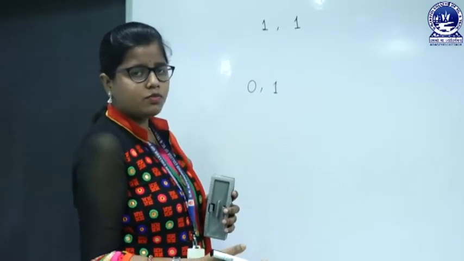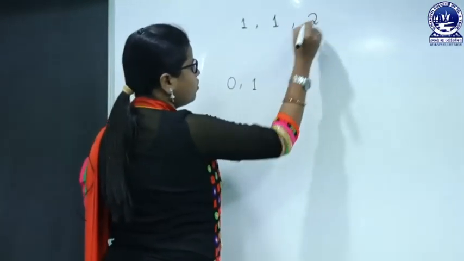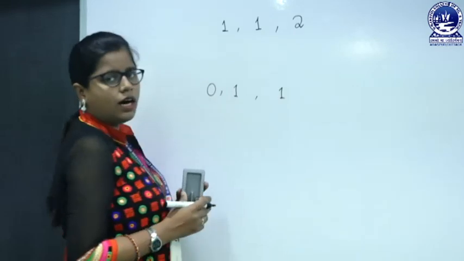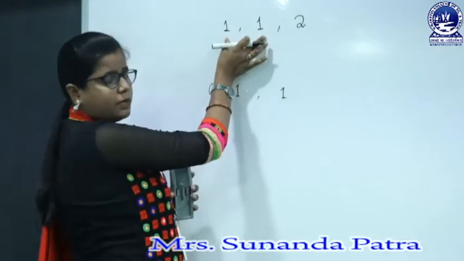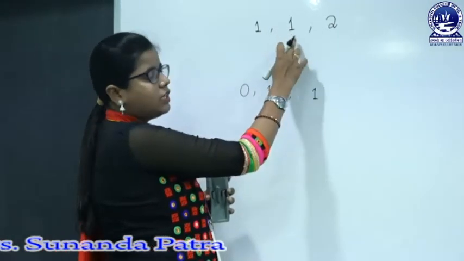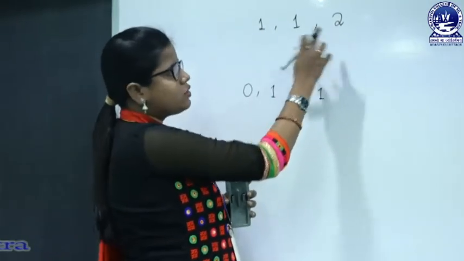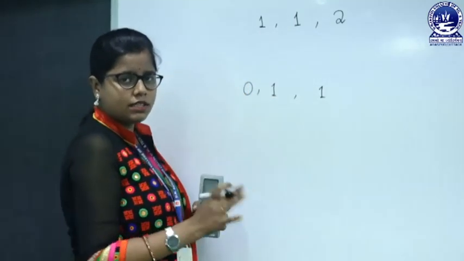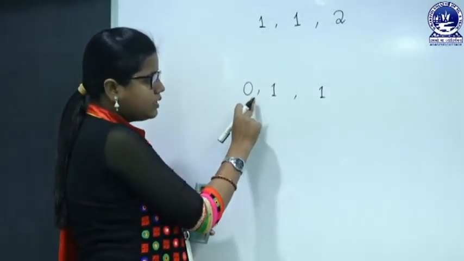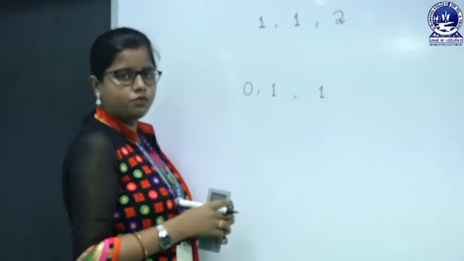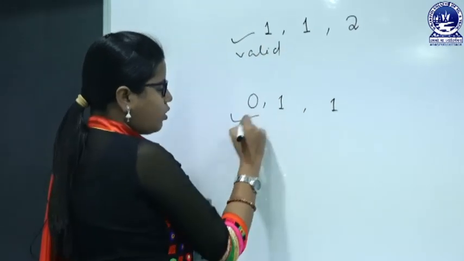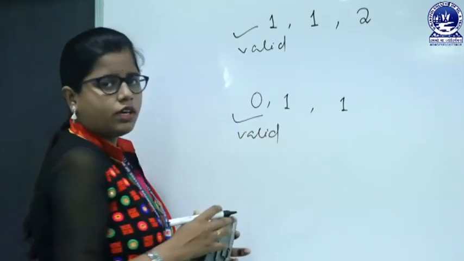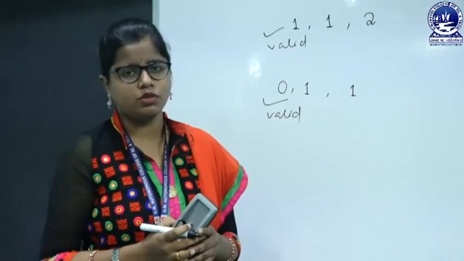The next term is what? Here the next term is 2, and there the next term is 1. How are we finding these 2 and 1? We are adding the two previous terms, 1 plus 1, then we get the next term, that is 2. If we start the series from 0, then 0 plus 1, the next term is 1. So this one is valid and this one is also valid. This is your choice. You can start the series from 0 and you can also start the series from 1.